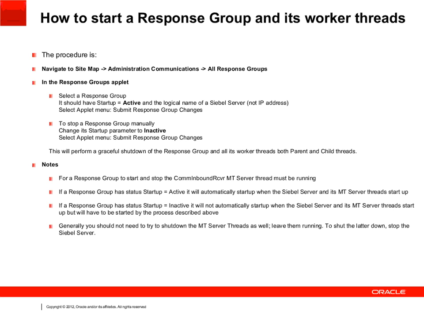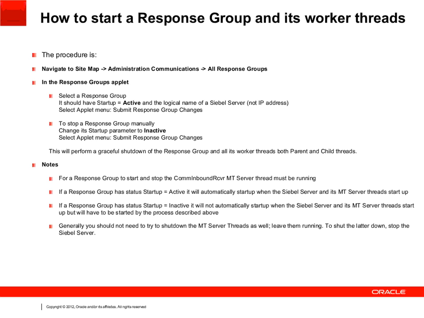Now let's see how to start our response group and its worker thread. We have to navigate to the Administration Communication screen, then Response Group, and in the response group applet, select the response group, ensure that it has a startup value of active and the logical name of the Siebel server, not the IP address, and then from the applet level menu, select Submit Response Group Changes.